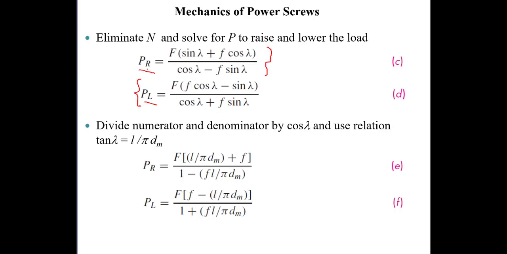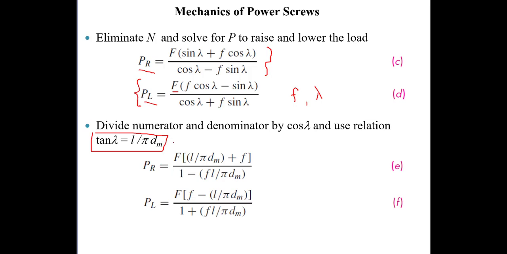PR to raise the weight, PL to lower the weight, where the weight is F. Lambda is the lead angle. Little f is the coefficient of friction. Those are important things to keep in mind. So now we just rearrange this by noting that the tangent of the angle lambda would be equal to the lead divided by pi dm. That's the complete unwrap of the thread around the axis of the power screw.